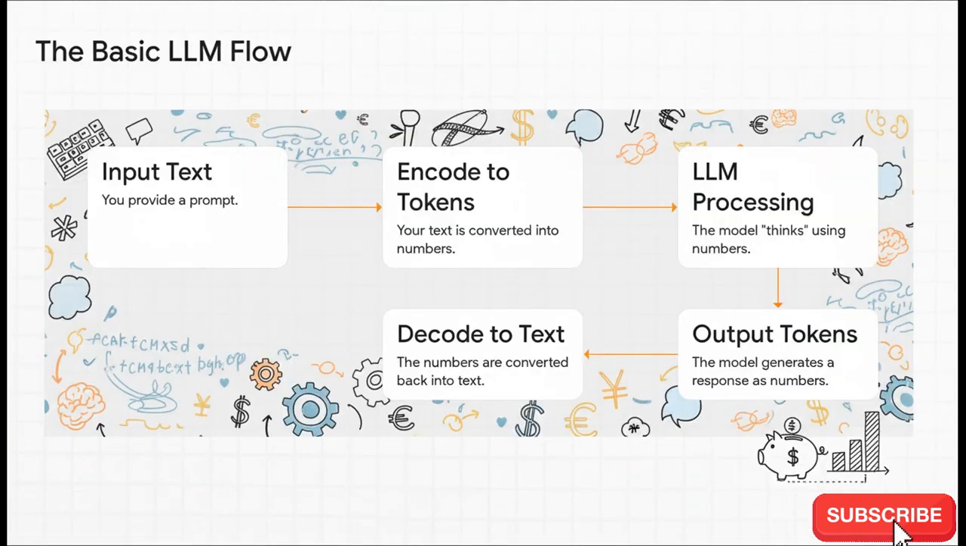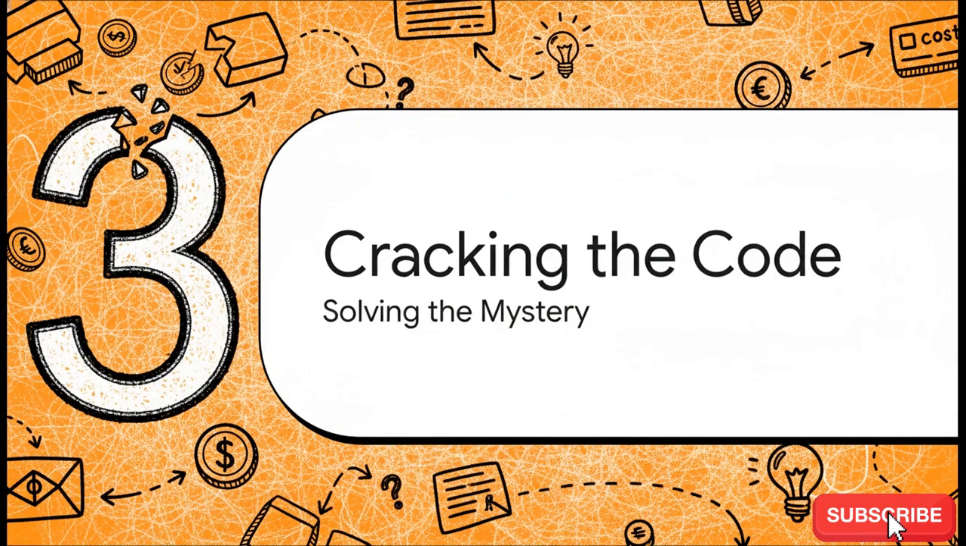And here's how it fits into the whole flow. You type your prompt in plain English, right? But the very first thing that happens is that text gets chopped up and encoded into a list of numbers. Those are your tokens. The LLM does all its magic, all its thinking, using only those numbers. It never actually sees your words. Then it generates its response as another list of numbers, which finally gets decoded back into the text that you read.